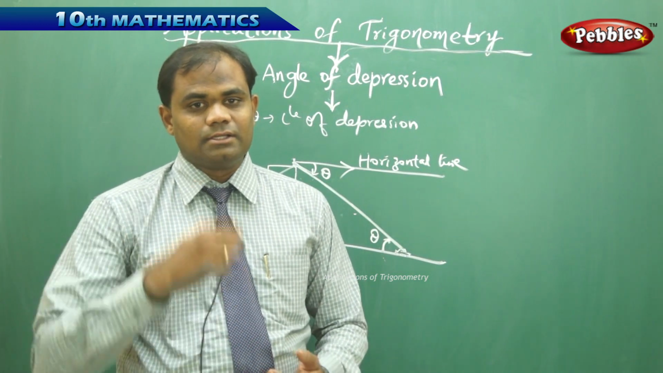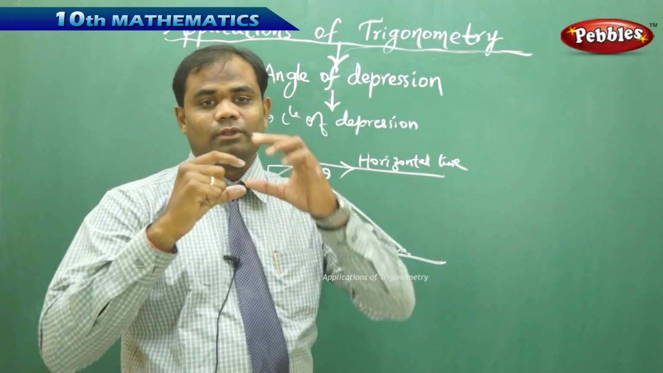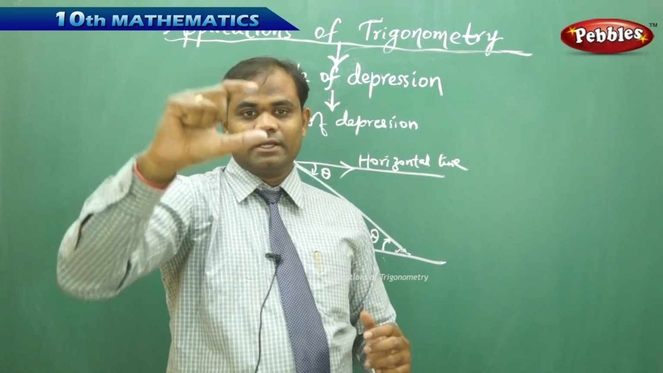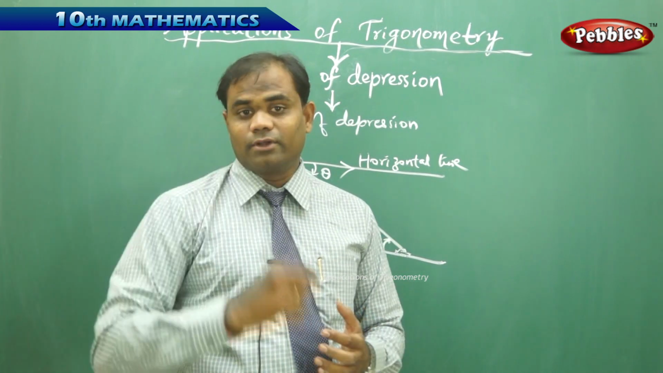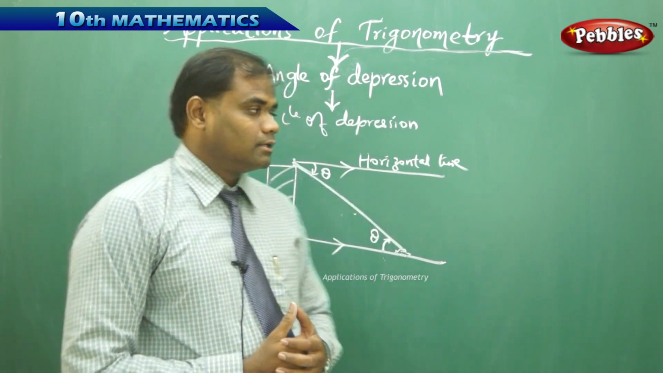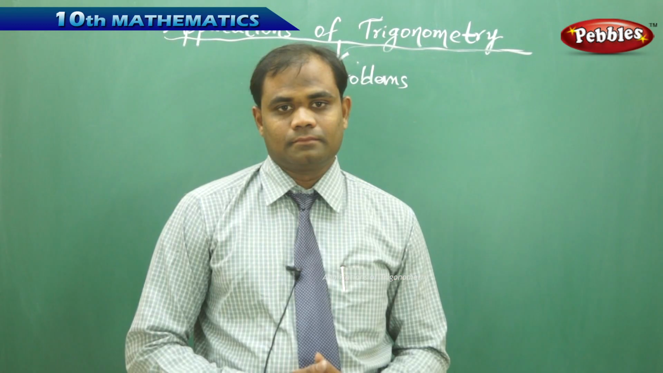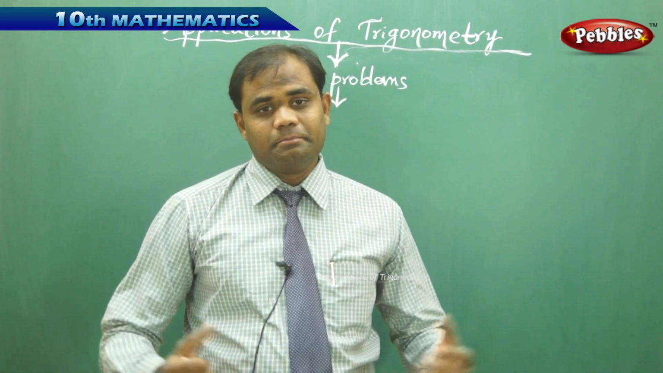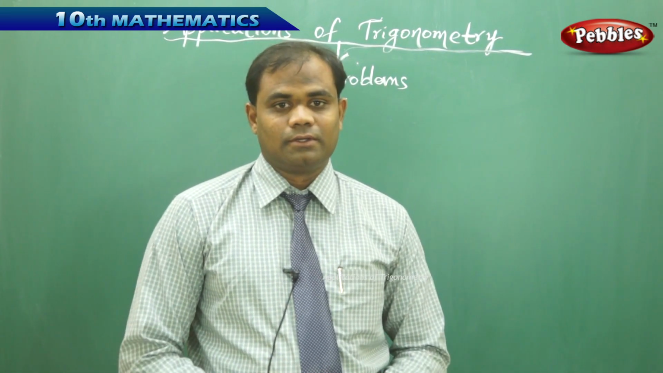But finally, when I see the object upwards, I get angle of elevation with respect to the horizontal line, and when I see downwards, I get the angle of depression with respect to the same horizontal line. Finally, the angle is decided from the horizontal line. So let's see some application-based problems where we use trigonometry in real life.